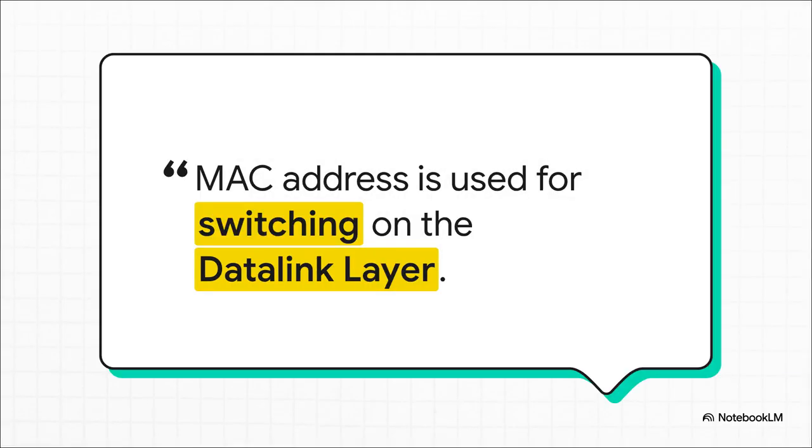And here's how that plays out in the real world. Let's say you send a file from your laptop to your printer over your home Wi-Fi. Your router acts like a local traffic cop. It looks at the data packet, sees the destination MAC address, and says, aha, this is for the printer over there, and sends it directly to that specific physical device. It's all about that local network switching.